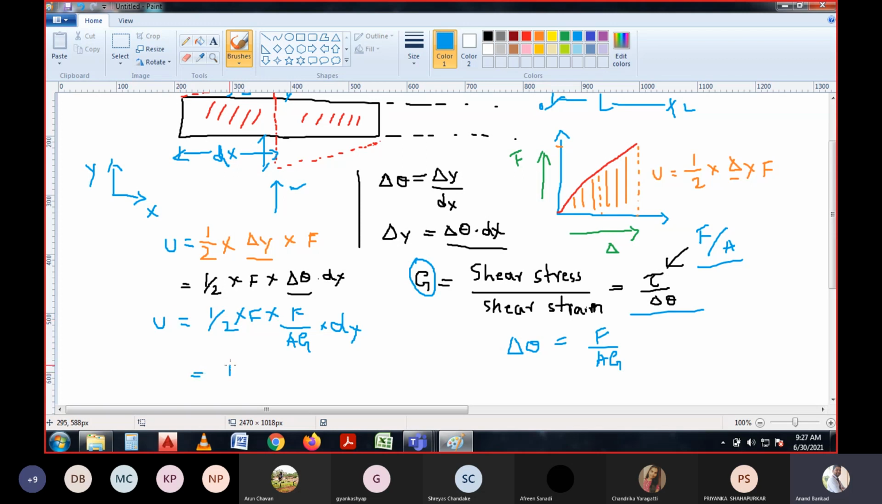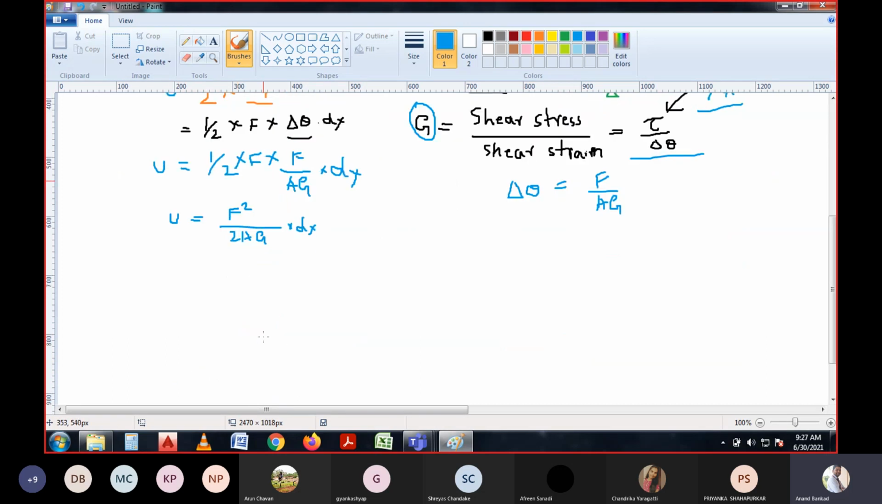I will again write it as F square by 2 Ag into dx. So this is the total strain energy in an element. Now we need to know the total strain energy in the total member. For that reason we need to integrate it from 0 to L, that is F square divided by 2Ag, with respect to the length.